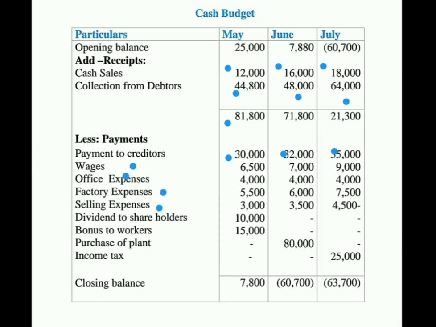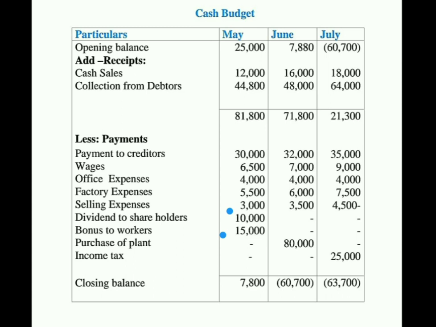So there is a 1 month delay. So here 6,500, 7,000, 9,000, 4,000, 4,000, 4,000, 5,500, 6,000, 7,500, and the selling expenses 3,000, 3,500, 4,500. See, dividend to shareholders and bonus to workers, 10,000 and 15,000, payable in the month of May. So 10,000 we have taken as dividend to shareholders and 15,000 as bonus to workers.